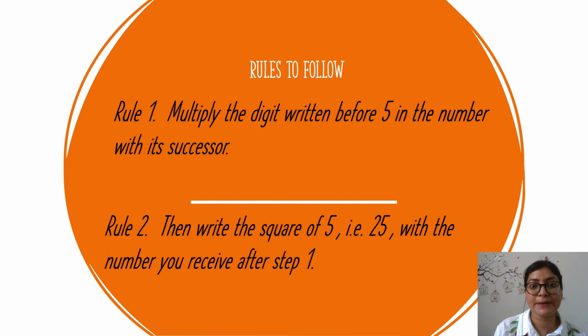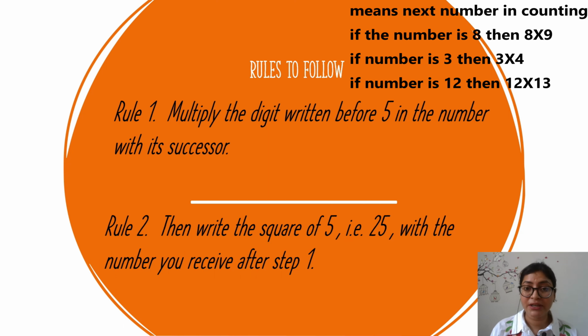Let's start doing this. Before we start doing some calculations, we need to follow two rules. The first rule is to multiply the digit written before 5 in the number with its successor. Successor means the number that comes just after any particular number. For example, if we talk about 5, then its successor is 6. If we talk about 7, its successor is 8, and so on.